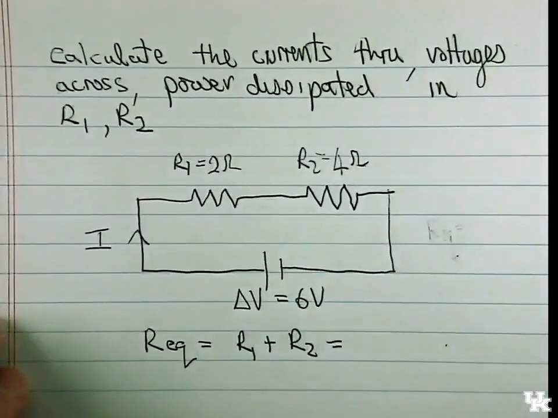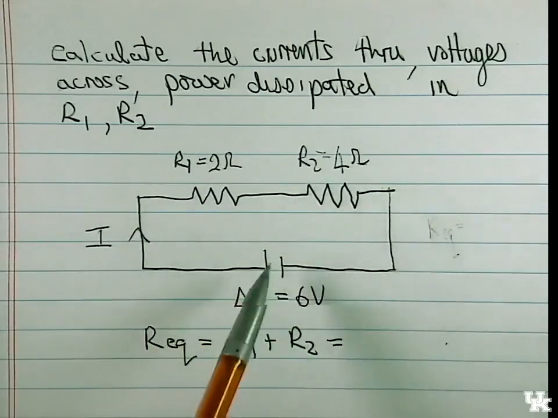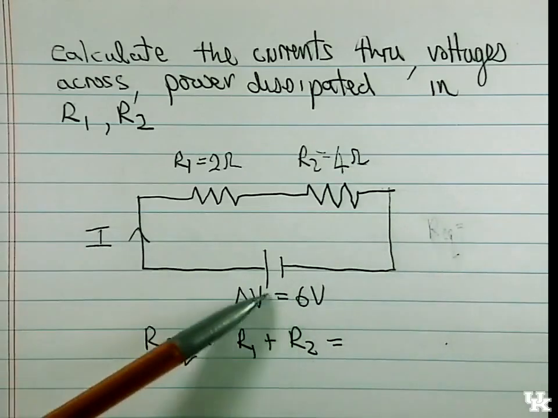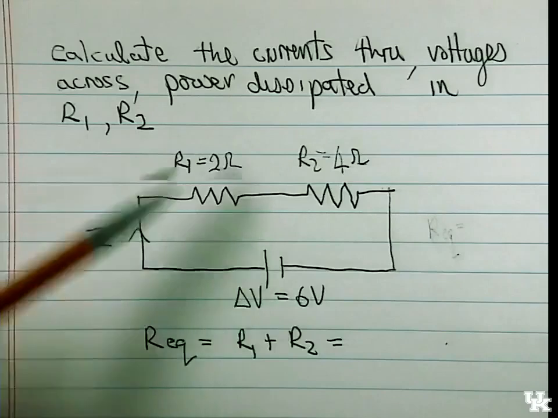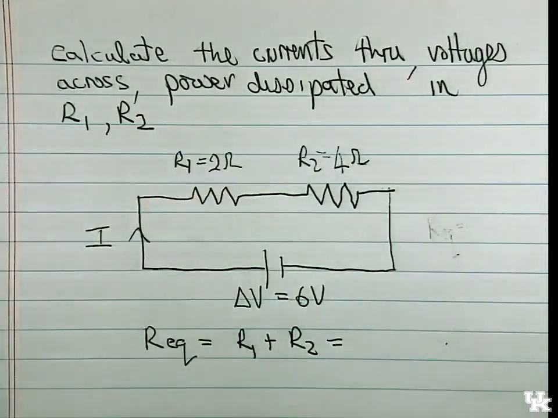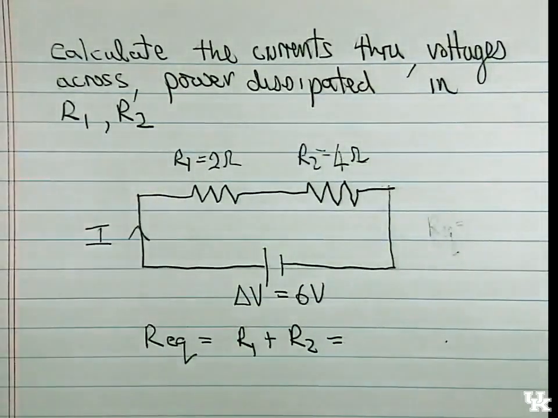Here we are. Here's the problem, and I started working it out by drawing the circuit, so the battery downstairs and the two resistors upstairs. I've denoted the battery EMF as 6 volts, the resistor R1 as 2 ohms, resistor R2 as 4 ohms, and there's a current, which I called I, that is flowing through all of these components in this series circuit.